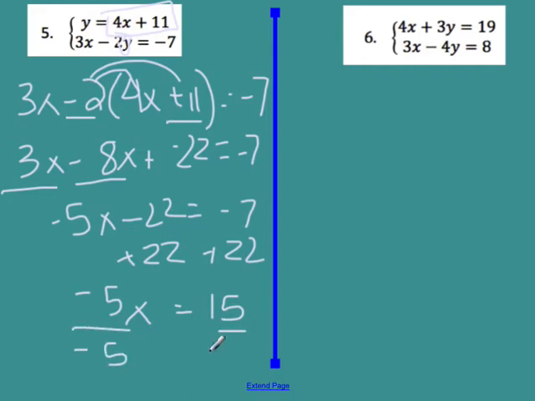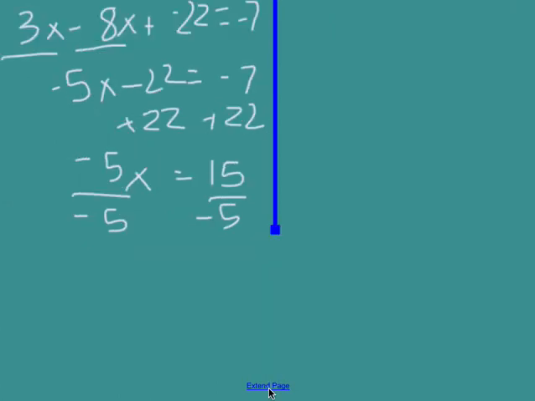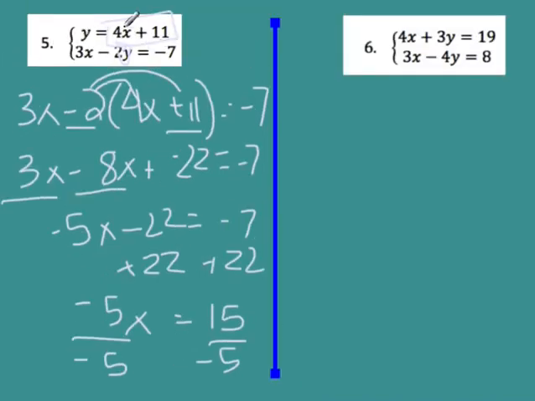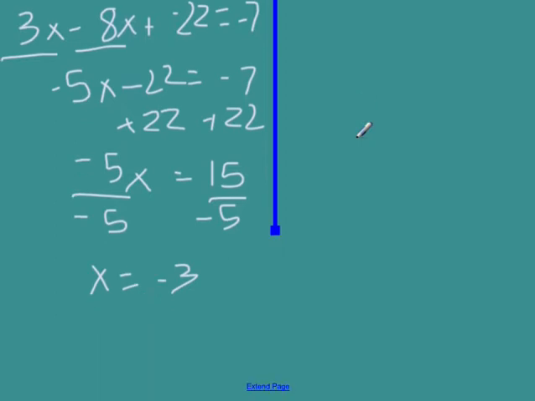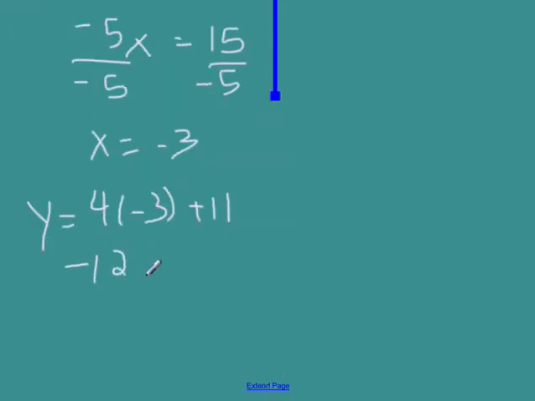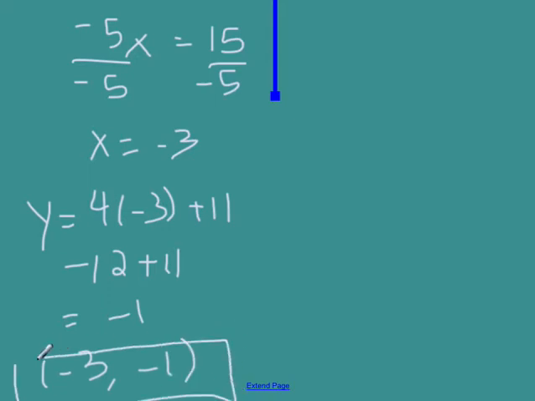So I'm going to go ahead and divide both sides by a negative 5, and then I end up getting that x is equal to a negative 3. So if I go back up to the original equation, you can plug it in for either x. But I really want to plug it into the first one so that I can very easily solve it because it's already solved for y. So what I'm going to do is I'm going to substitute out x and put negative 3 in instead. So 4 times negative 3 is going to give me a negative 12 plus 11 is a negative 1. So then I have negative 3, negative 1 as my solution for number 5.